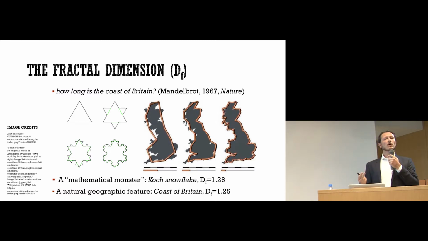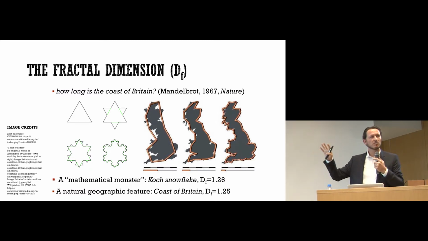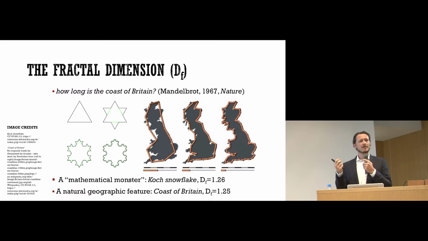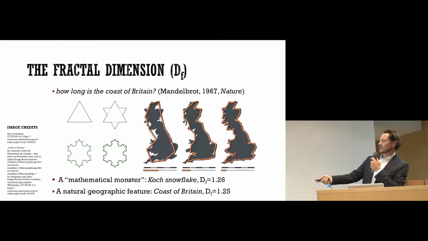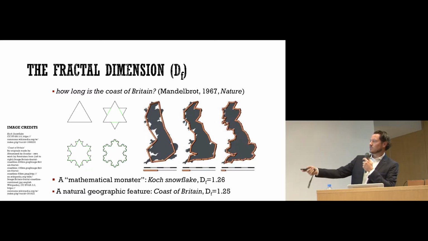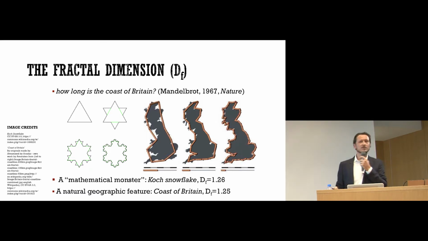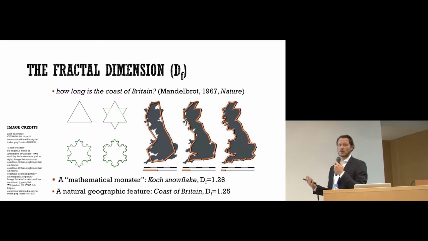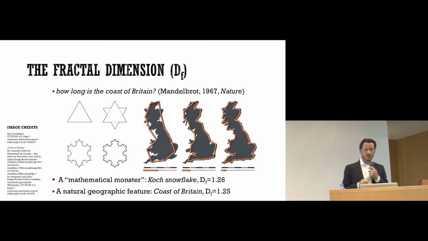So Mandelbrot's point was, forget about the simple measurement of length. We need a better measure that helps us understand how complex the coast of Britain is. And he found out that it's about as complex as this, 1.25 fractal dimension. That comes up in my talk a lot. And it turns out that this mathematical monster, the Koch snowflake, has almost exactly the same fractal dimension, okay? It's interesting stuff here. So math helps us understand natural objects, even very complex ones.